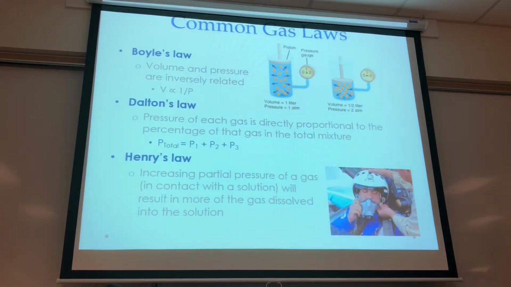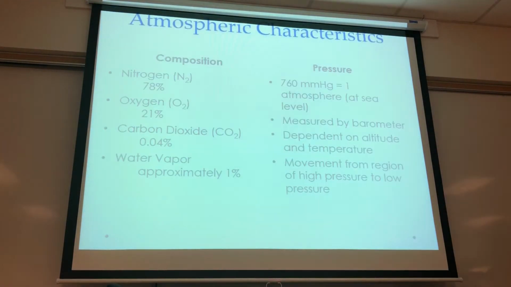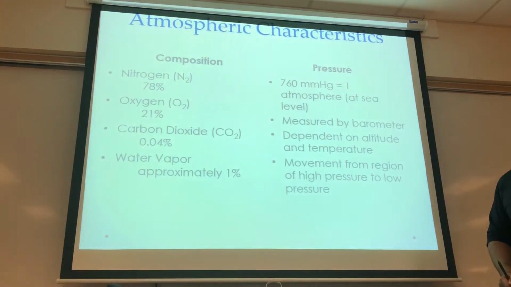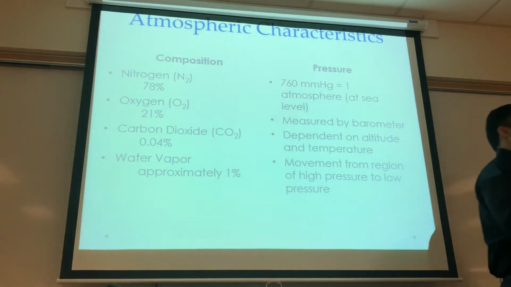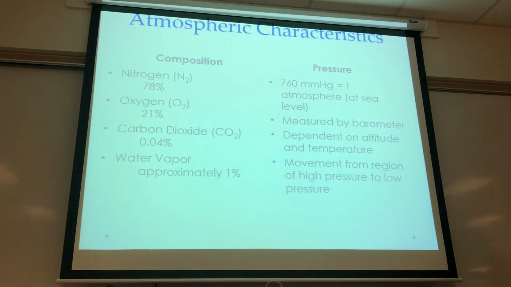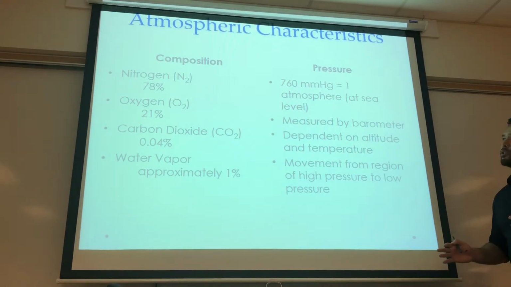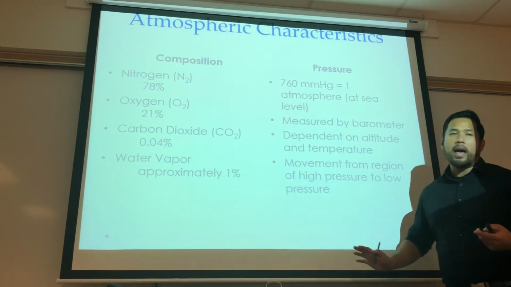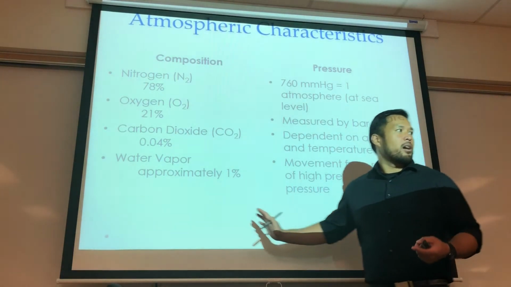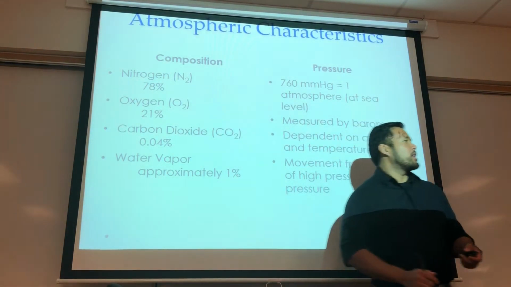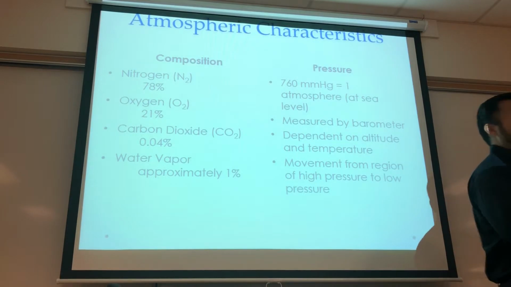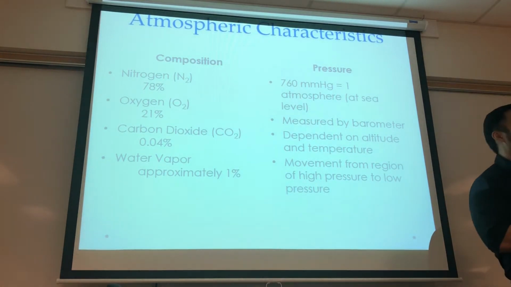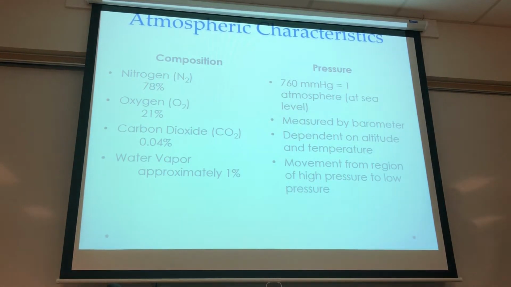All right, so the atmospheric characteristics. Now that we look at the volume of air, we are surrounded by air, obviously. We want to be able to not only look at the pressure of air, but we also want to look at the composition of air as well. In the composition of air, we're basically taking a sample of air and finding out what percentage of that represents the gases that are in air.